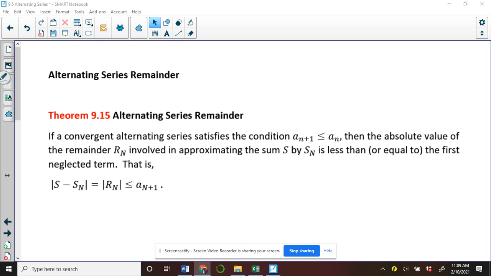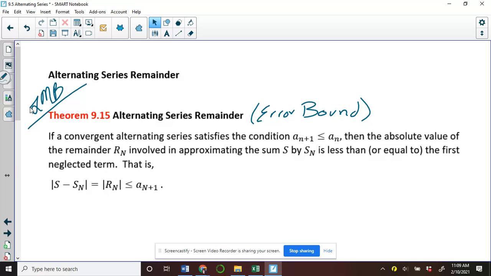We're continuing our discussion of alternating series, and we're talking about the alternating series error bound or the remainder. This is notebook worthy for sure, and I usually call this the error bound, just so you know. This will be an important one, and then we'll have the Lagrange error bound later on for other series. The error will be less than or equal to your next portion of your alternating series. So the next neglected term. That's kind of the important part.